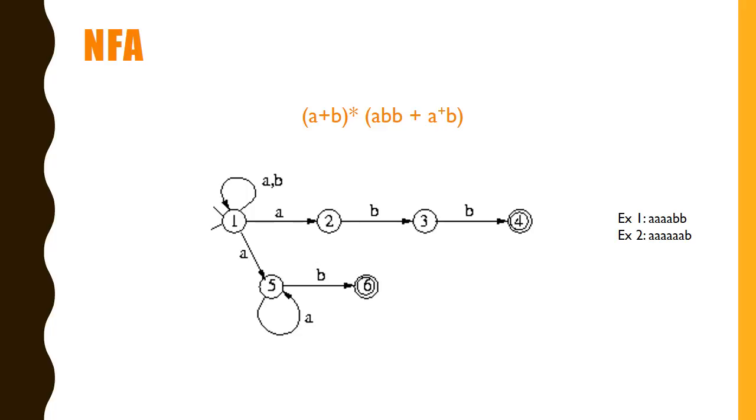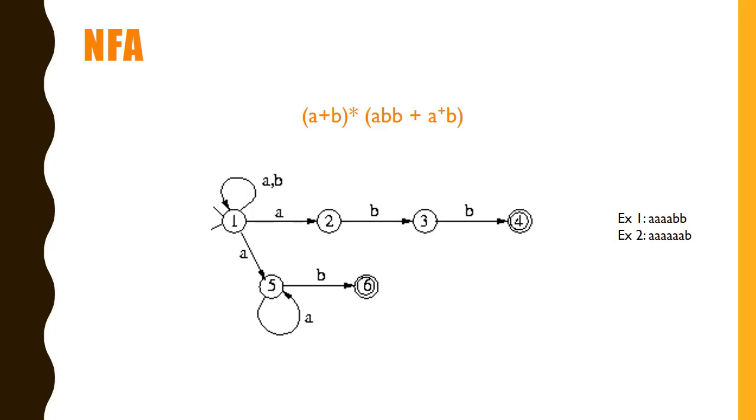Expression 1 is abb. So when we process the first a, we stay at state 1, second a also stays at state 1, third a also stays at state 1. When we get the fourth a, we proceed and get to the state number 2, and when we get the first b, we go to the state 3, and when we get the second b, we go to the state 4, which is the final state.